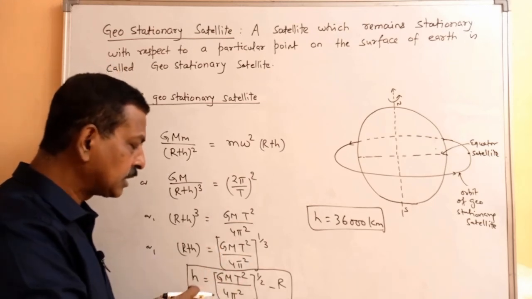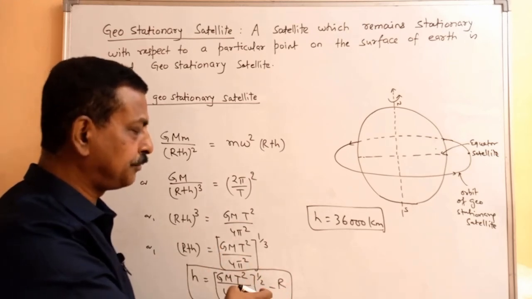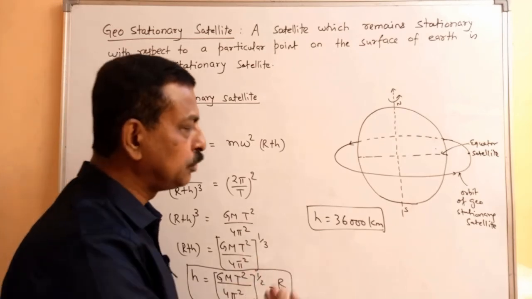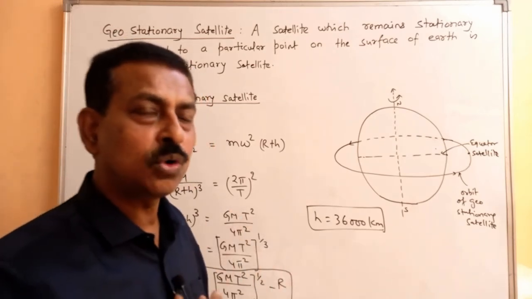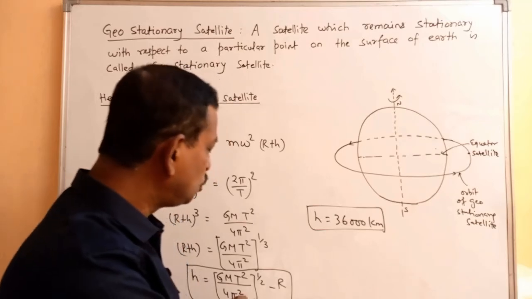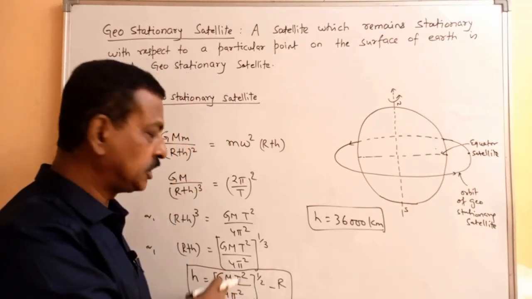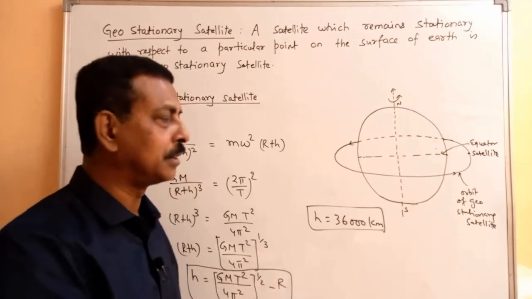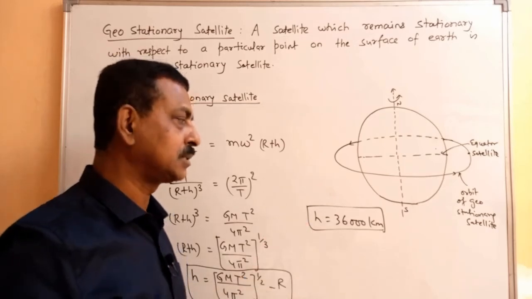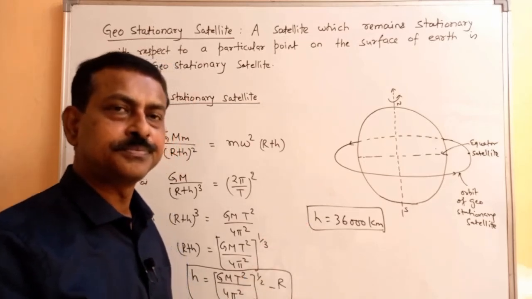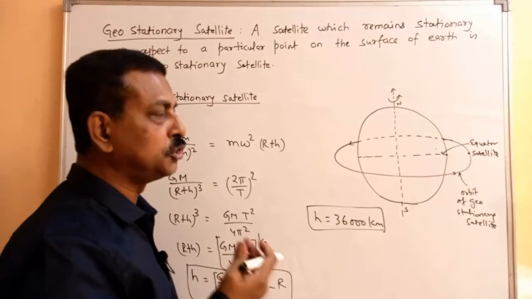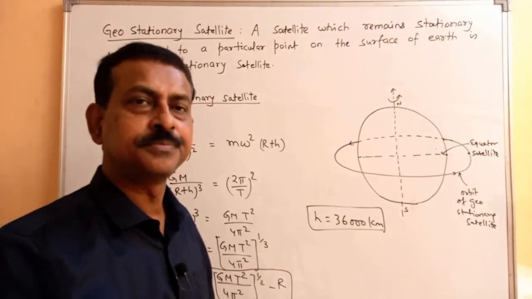So if the mathematical expression is required, you can find it from this one. And if you want to calculate the exact value of the height, substitute the values of G, M, T and r, and you'll get the height as 36,000 kilometer. So this is for geostationary satellites.